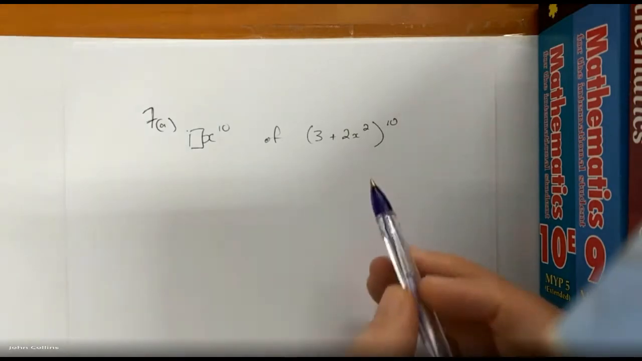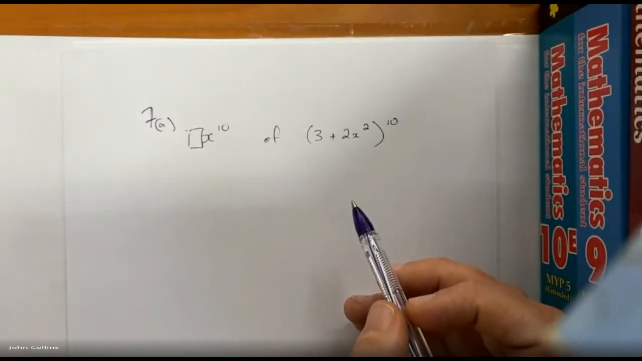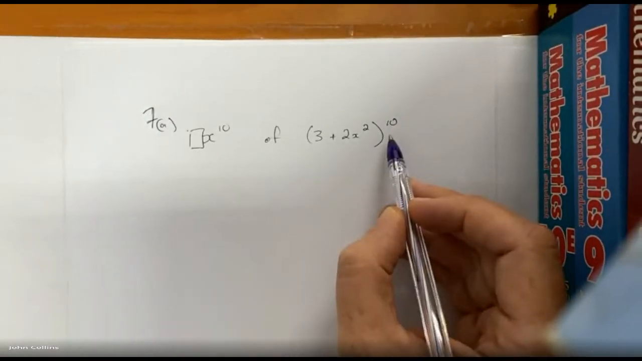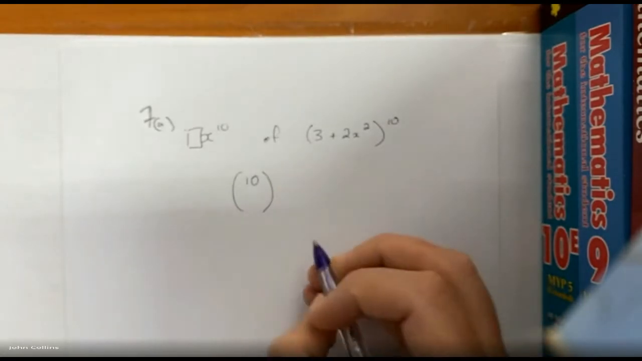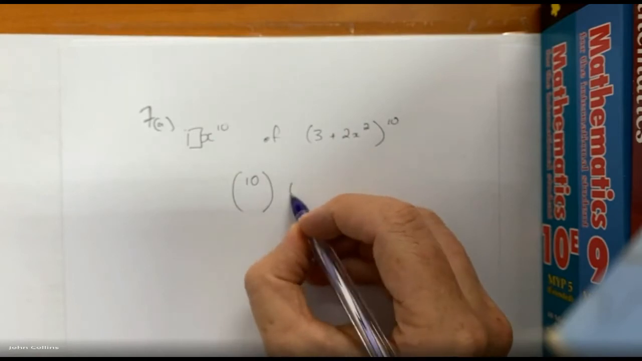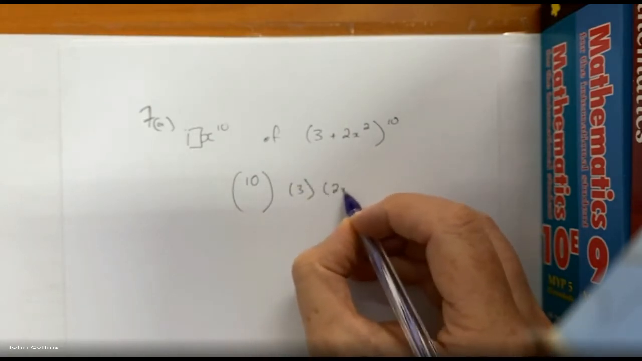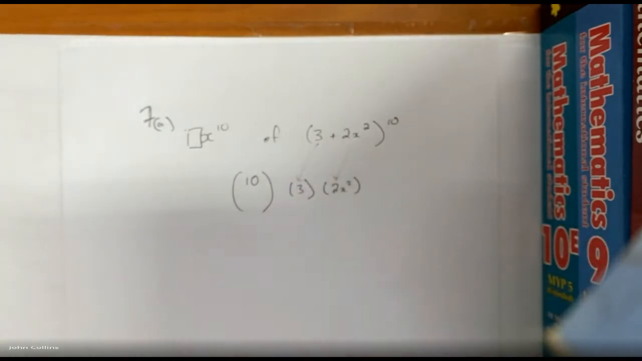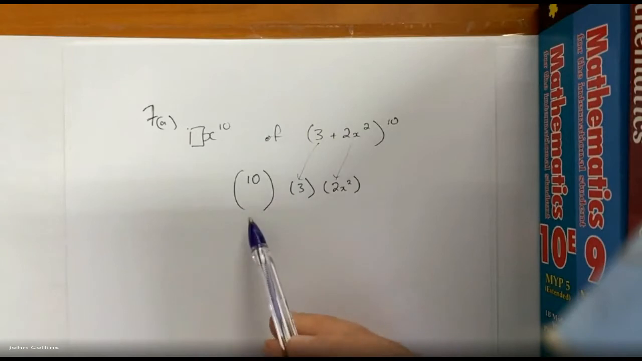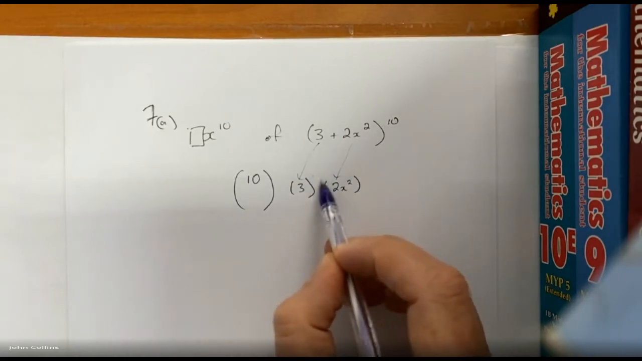In general, because it is to the power of 10, I know that if I need to use the nCr thing, it's going to be 10 here anyway. And I know that that's 3, and I know that's 2x squared. So there's our binomial, the first term, and the second term. Okay. n will always be this number up here. We'll always refer to that. Now I don't have the powers done here yet.